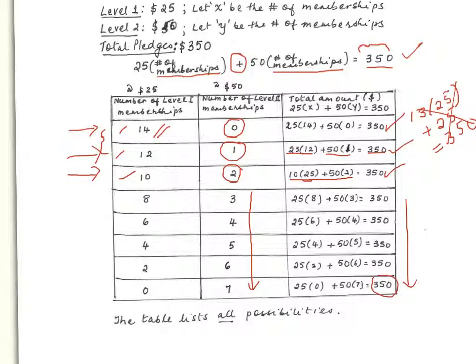So this table gives us a systematic way to figure out what all the possibilities are. We can kind of guess what certain possibilities are, but if you go in a systematic way, starting off with 14 level 1 memberships, 0 level 2 memberships, going to the next step, which is 12 level 1 versus 1 level 2, we cannot miss any of the possibilities. So the table, in a very systematic way, gives us the list of all possibilities.